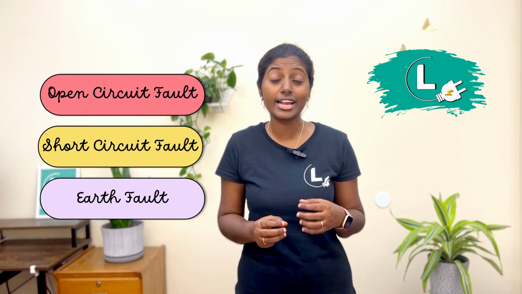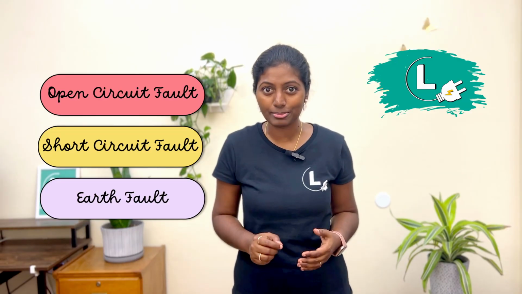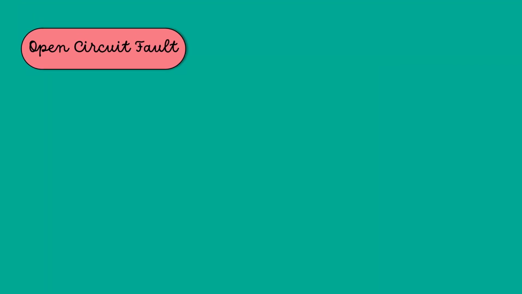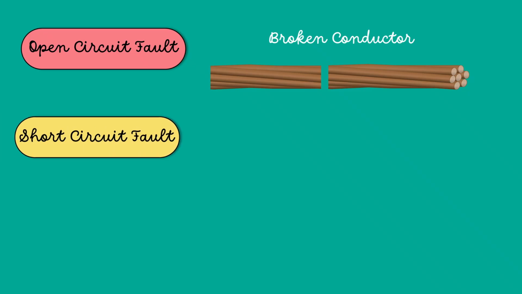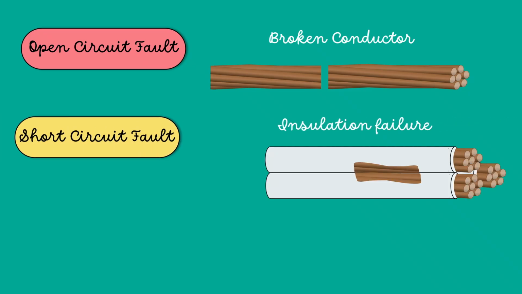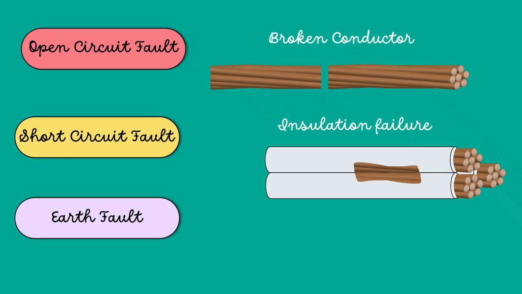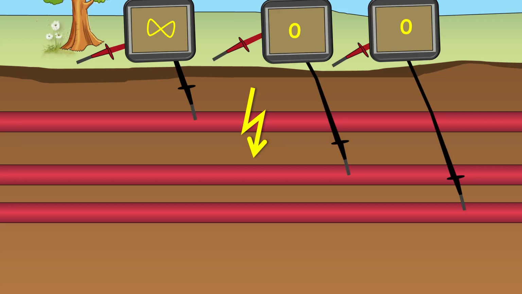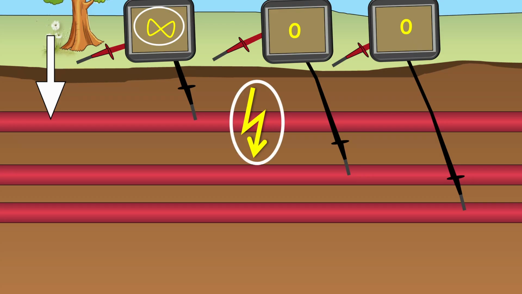In my previous video, I explained the three types of faults that are likely to occur in underground power cables. Open circuit faults occur due to broken conductors. Short circuit faults occur due to insulation failure. And earth fault occurs when the cable is torn. Since the underground cables are buried, if the fault occurs, it is invisible to our naked eye. By measuring the resistance, we can identify the faulted cable. Yes, we can find which cable has a fault. However, we cannot identify the exact location of the fault.